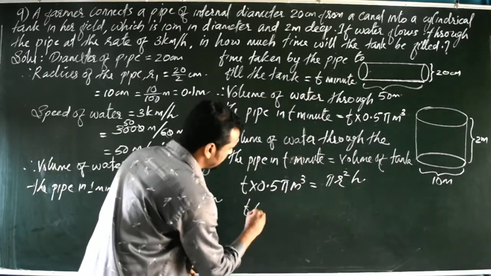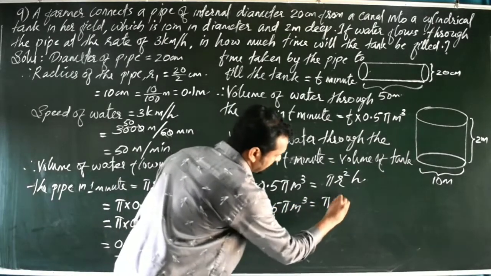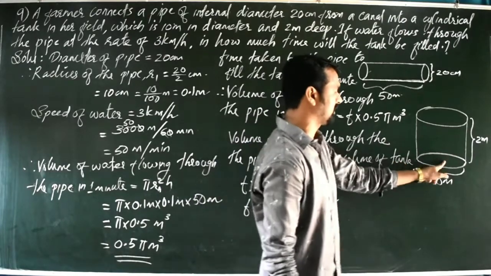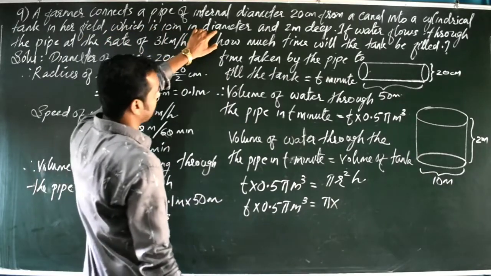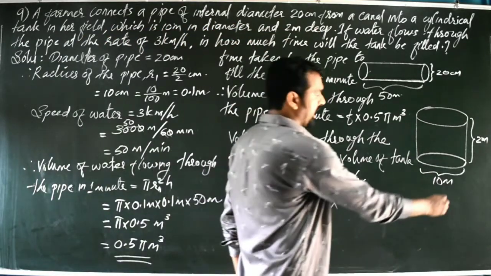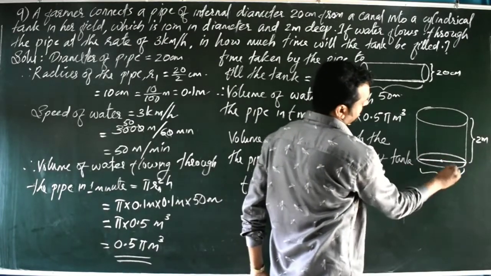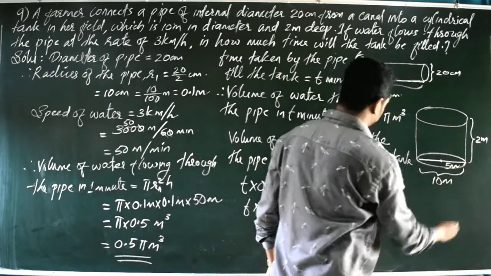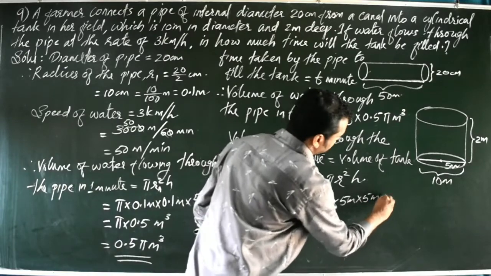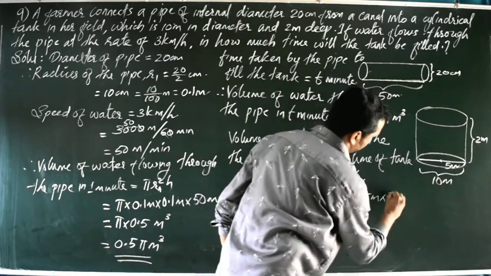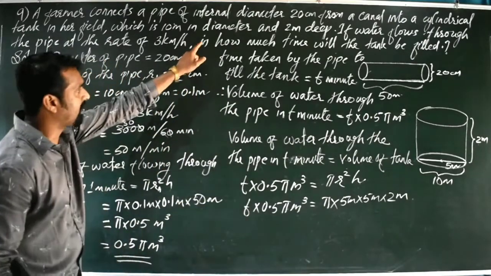Then t into 0.5 pi meter cube is equal to pi into, what is the radius of this cylindrical tank? It is given that the diameter is 10 meter and it is 2 meter deep. Its diameter is 10 meter, therefore the radius will be half of the diameter, that is 5 meter. So r square is 5 meter into 5 meter, and height h is 2 meter.